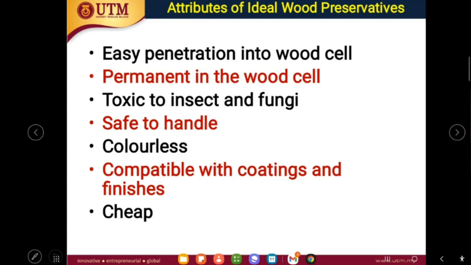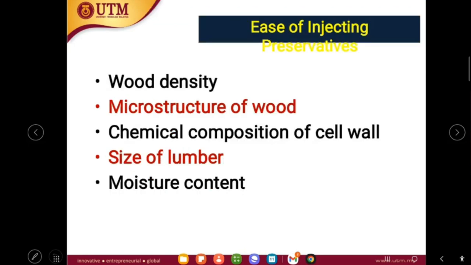So what are the attributes of the ideal wood preservative? The first is that it is easy to penetrate and be absorbed by our wood cell, and it is permanent. Some preservatives, like the olive oil I mentioned, are hard to penetrate and are not permanent. It is also toxic to insects and fungi so that they are afraid to come close to your timber, safe to handle, colorless, compatible with coatings and finishes, and of course cheap.